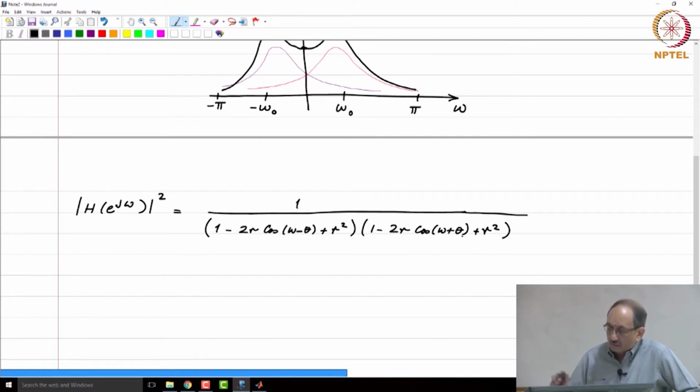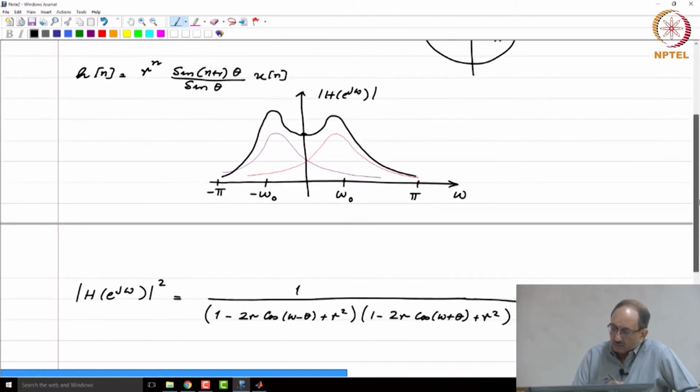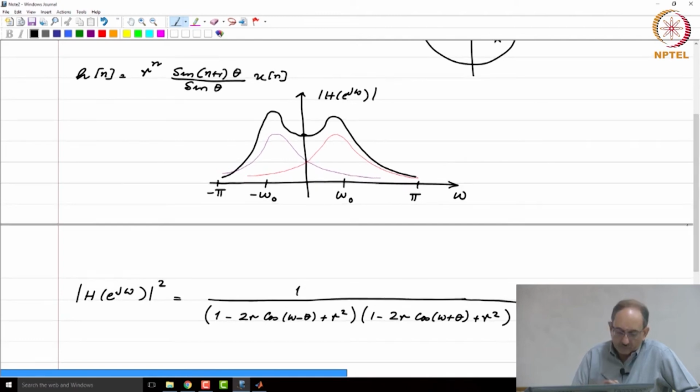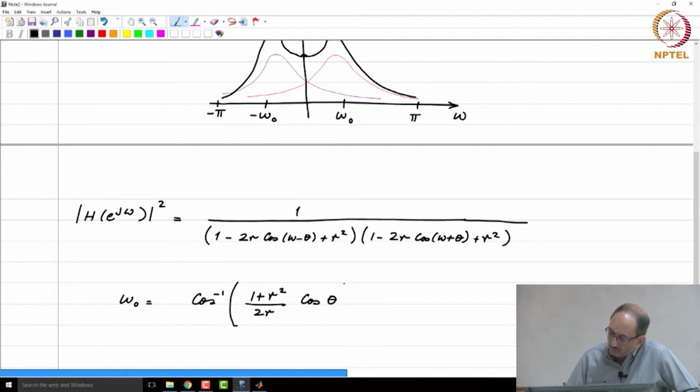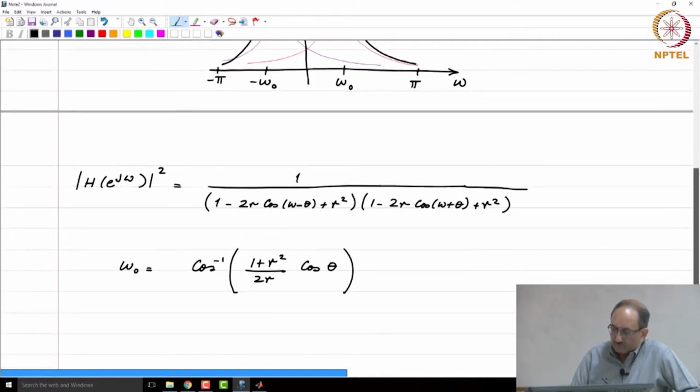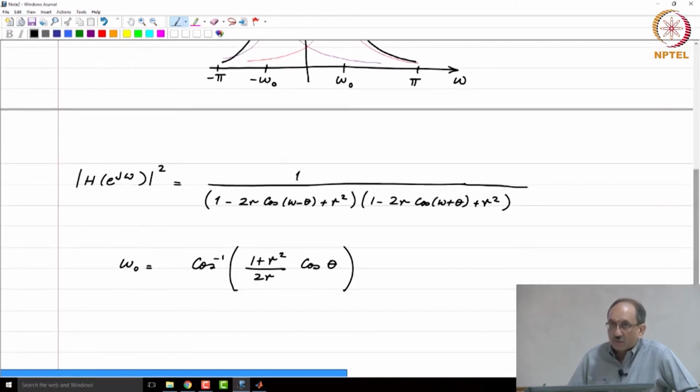And now you were looking at finding the frequency at which this is a maximum, and this is simple school level calculus. So you want to find what omega naught is, which means you have to find the maximum of this term or minimum of the denominator, and the expression turns out to be this, which you need to actually verify. So this turns out to be cos inverse of (1 plus r squared) by 2r, times cos theta. This is what this expression turns out to be.